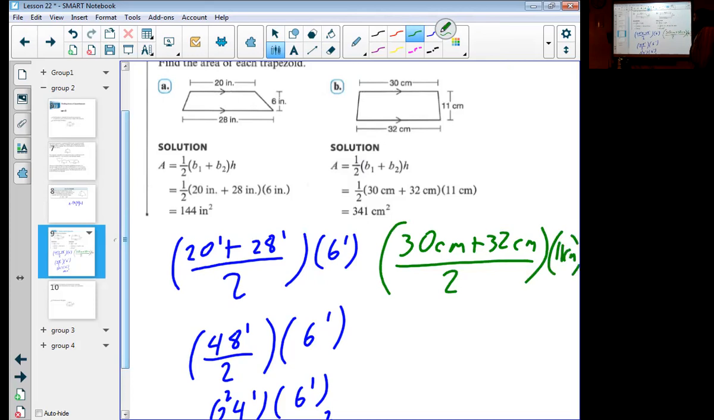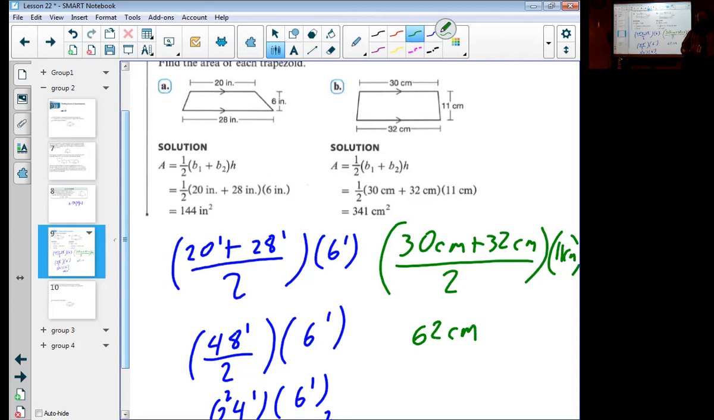So we start off with our grouping symbol. We have 30 plus 32 divided by 2. Then we have a grouping symbol within that grouping symbol, so we follow the order of operations there. We have no more grouping symbols, no exponents, no multiplication, but we do have addition. So 30 centimeters plus 32 centimeters is 62 centimeters.